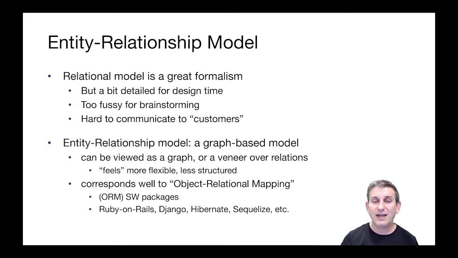The thing is that the entity relationship model feels more flexible. It's a more brainstorming, open design model. It's less structured than the rigid rows and columns of the relational model, at least in some psychological sense. It corresponds quite nicely to these object relational mappers that we've talked about, these ORM software packages like Ruby on Rails, Django, Hibernate, Sequelize, and so on. And so the entity relationship model has had something of a renaissance in recent years in programming language packages.